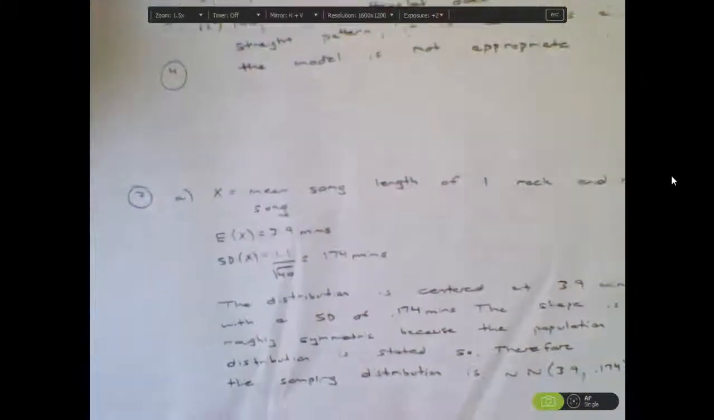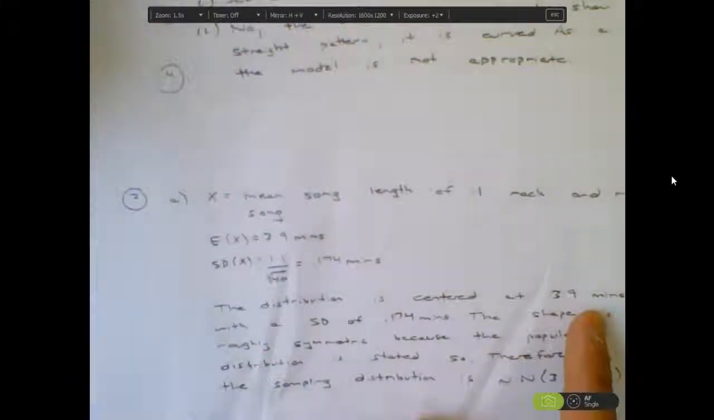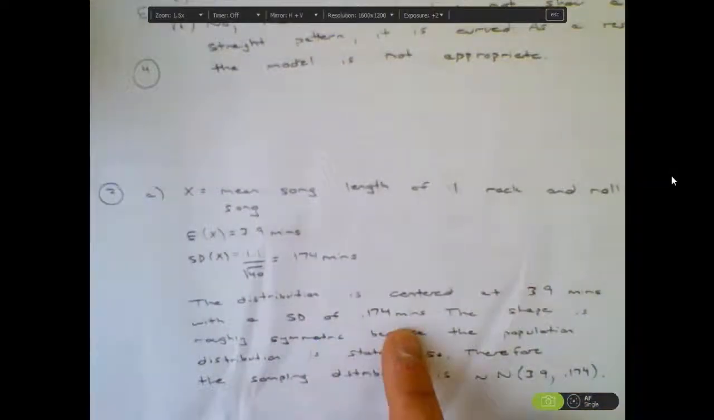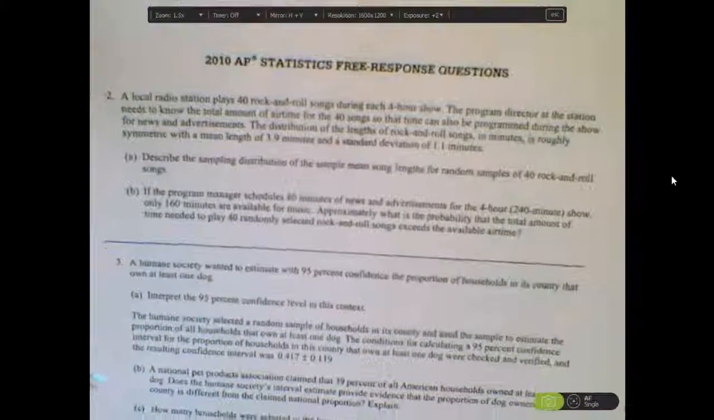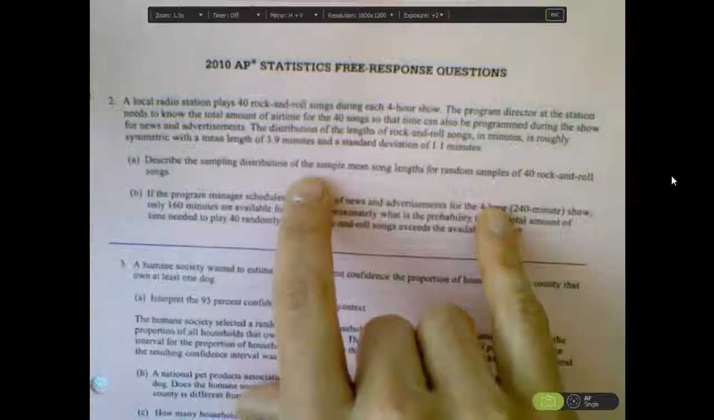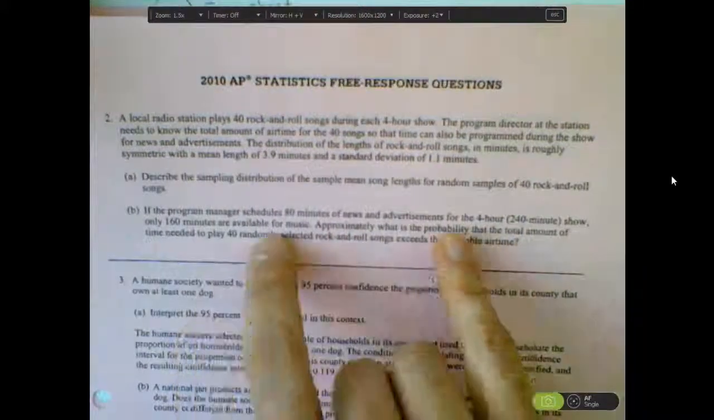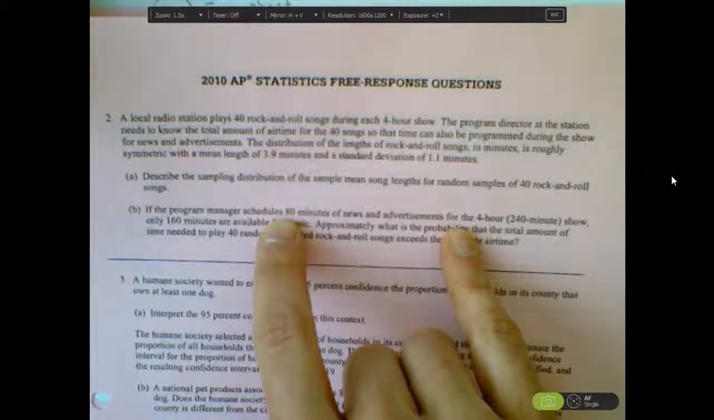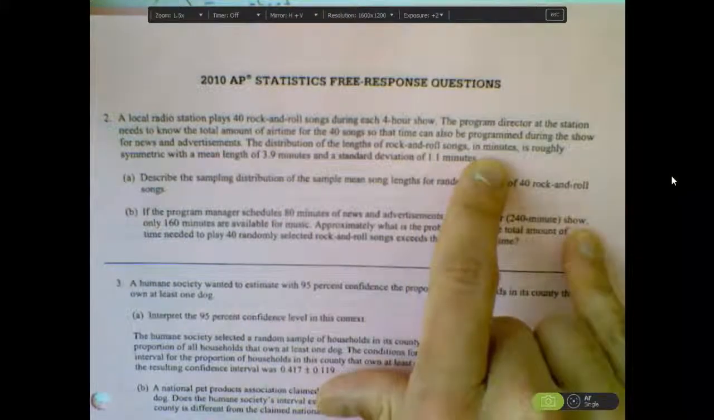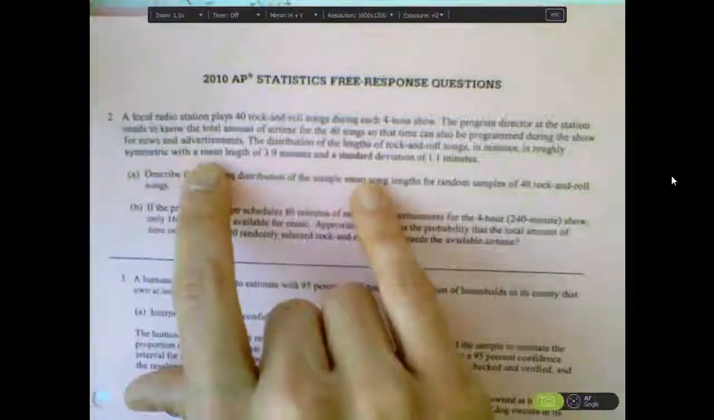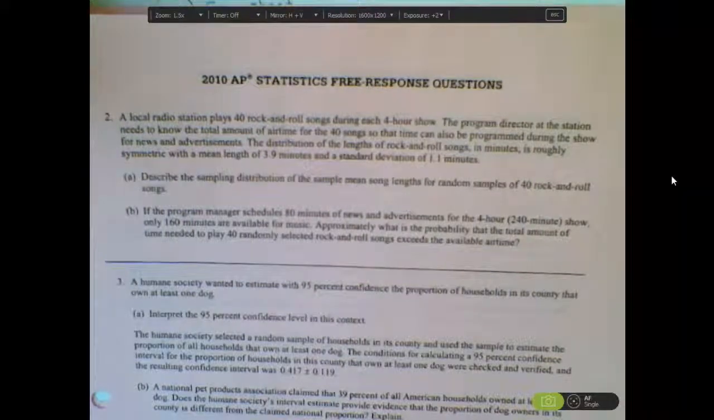Describing this, the distribution is centered at 3.9 minutes with a standard deviation of 0.174 minutes. The shape is roughly symmetric because the population distribution is stated so. Therefore, the sampling distribution is approximately normal with the parameters 3.9 and 0.174 for the mean and standard deviation, respectively. Okay, they told you in the context of the question here, the length of rock and roll songs is roughly symmetric.